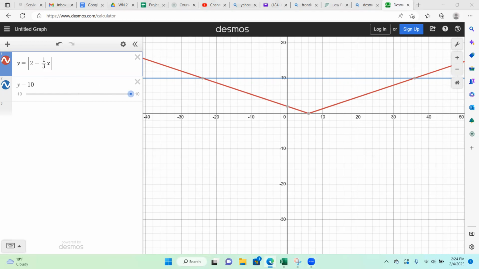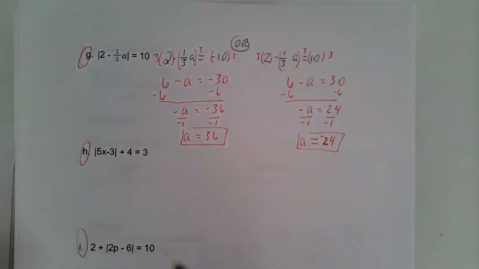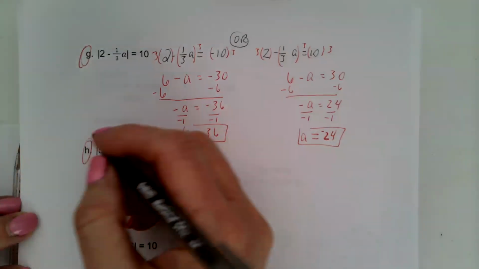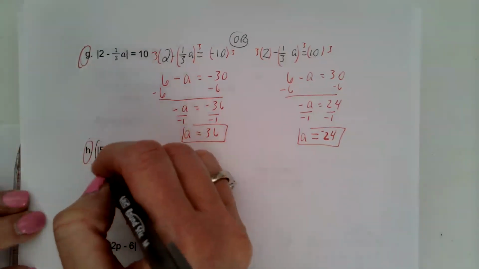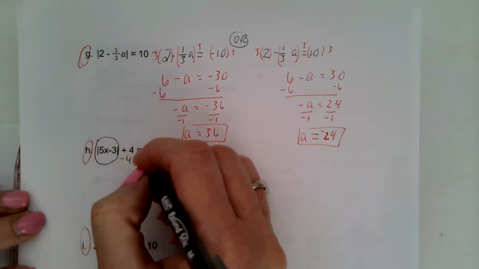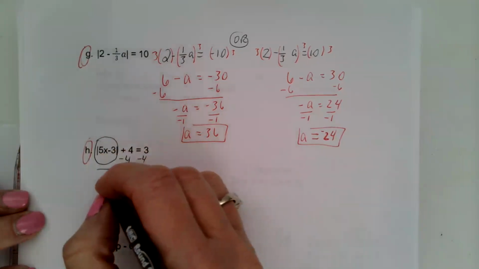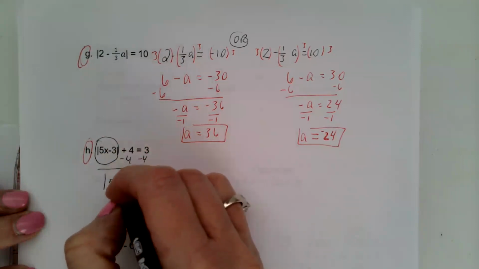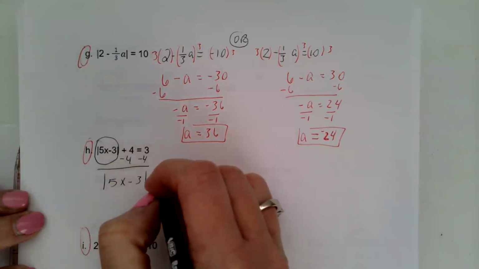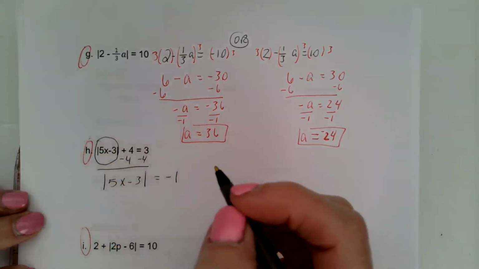So let's go back here to H. H has an additional step. We have to isolate the absolute value first by subtracting 4. And then we'll have the absolute value of 5x minus 3 equals a negative 1.